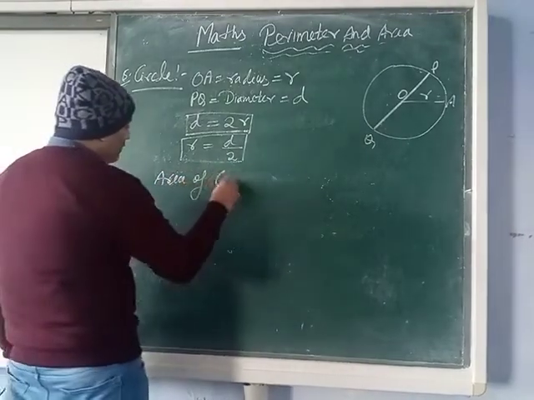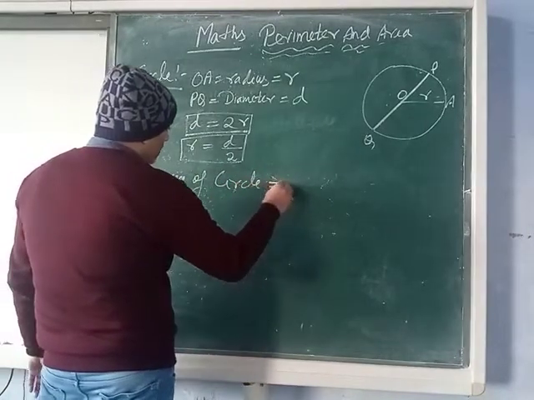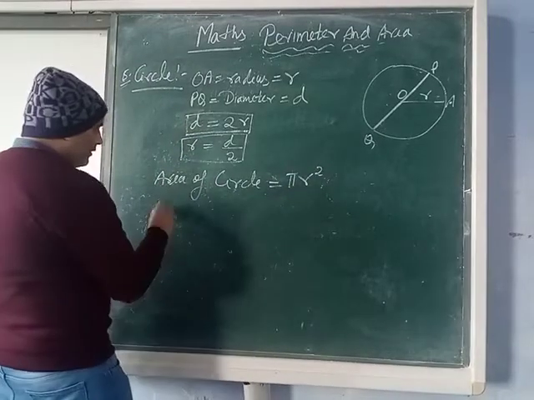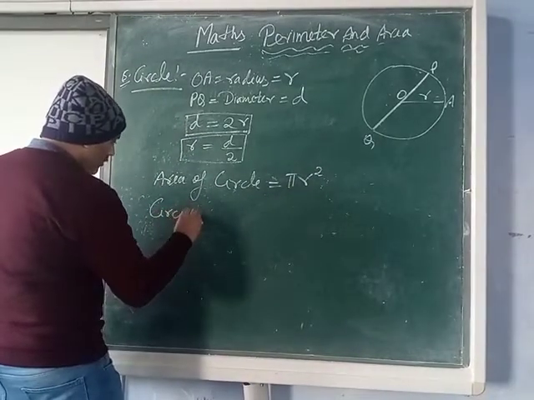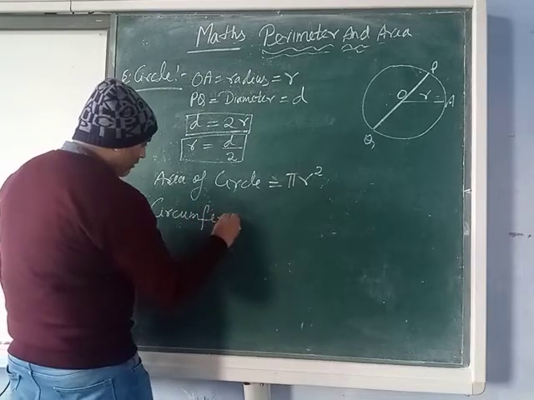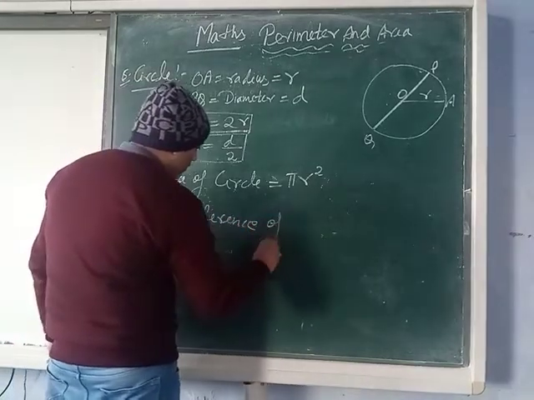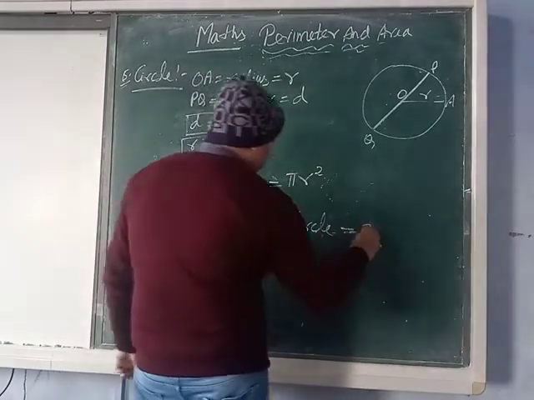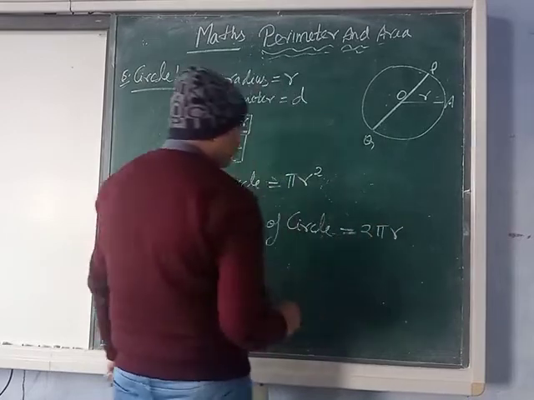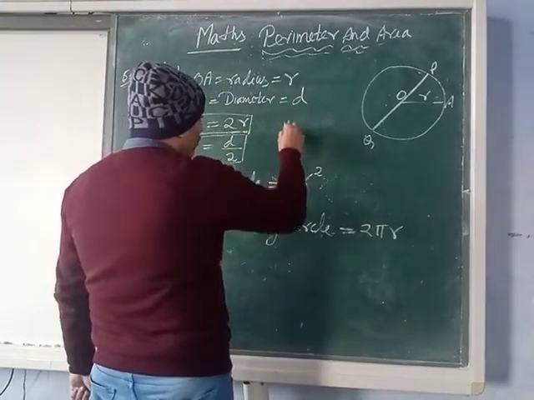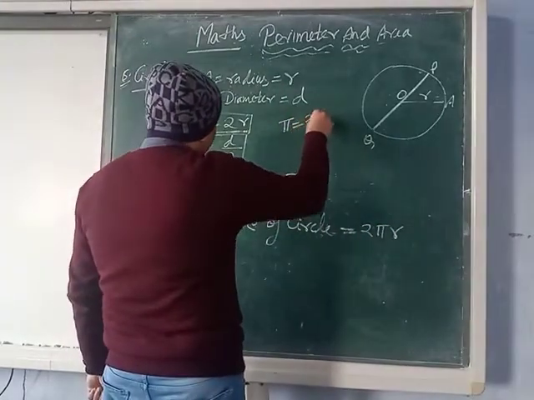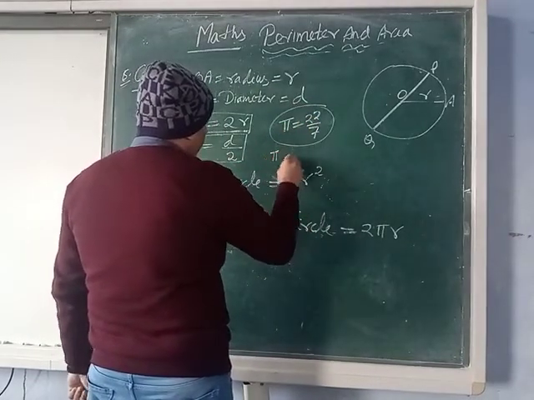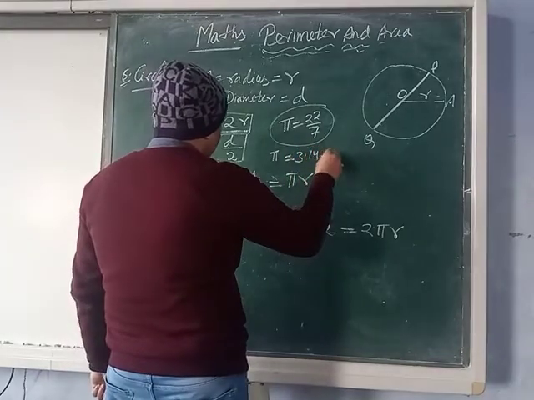And the area of circle is pi r square, and circumference of circle is 2 pi r. And you know the value of pi is 22 by 7, or pi is written as 3.1 dot dot dot.